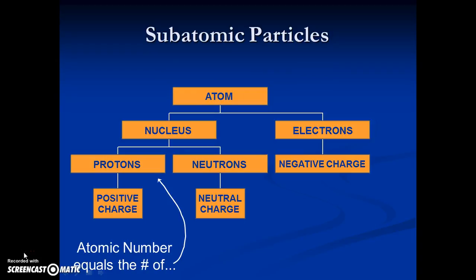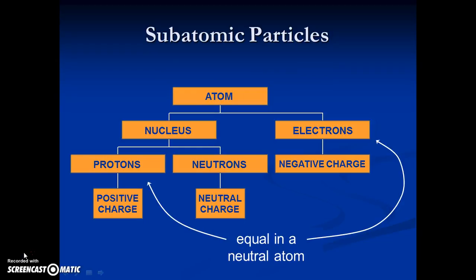That's what determines what element an atom is going to be: its number of protons. The number of protons determines what element an atom is going to be. And if you change the number of protons, you change the element. The electrons and protons are equal in neutral atoms, as I mentioned before. In a couple chapters, we'll talk about ions, where they're not equal, and so you have a charged atom. But for now, they're all going to be equal.